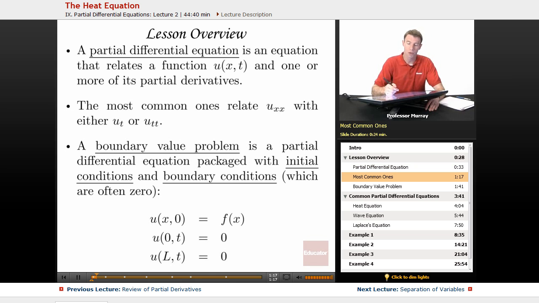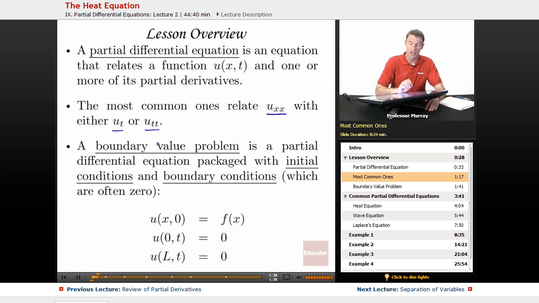The most common partial differential equations have the second partial derivative of u with respect to x, so u sub xx, and then that gets related to either the partial derivative with respect to t or the second partial derivative with respect to t. We'll meet a couple of those common partial differential equations in just a moment.